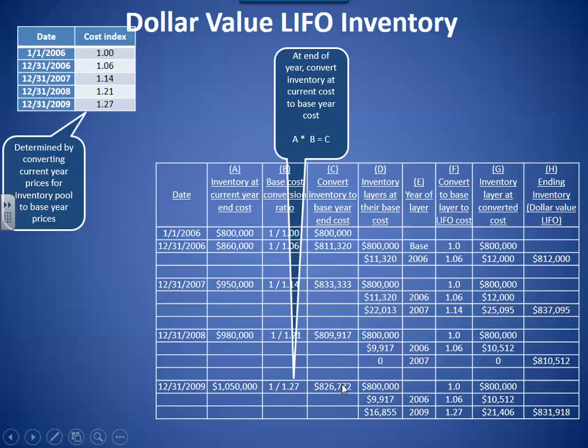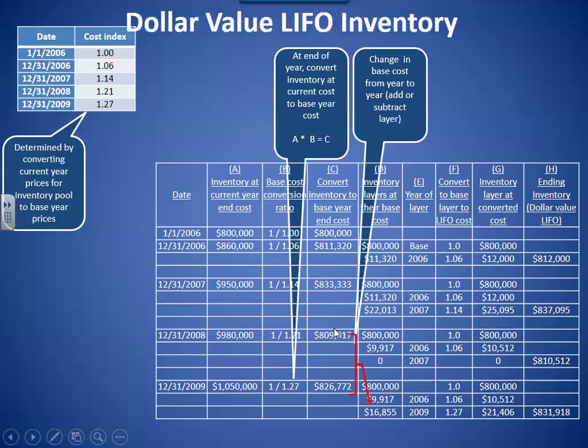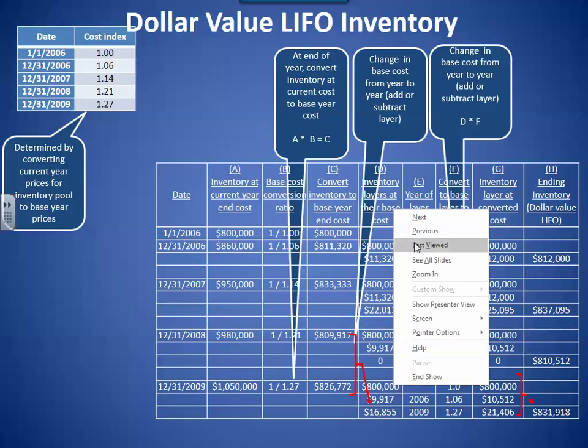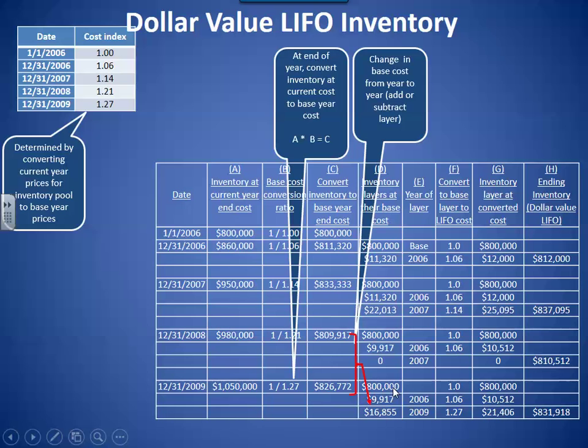$826,772. Now we compare that to our previous layer, which was $809,917, and we know it's increased by somewhere near $25,000 or $26,000. So now we have to account for those layers. Let me go back for a second. Our base year layer was $800,000, so we've accounted for that. We also account for our 2006 layer of $9,917. So now we have to account for our 2009 layer.